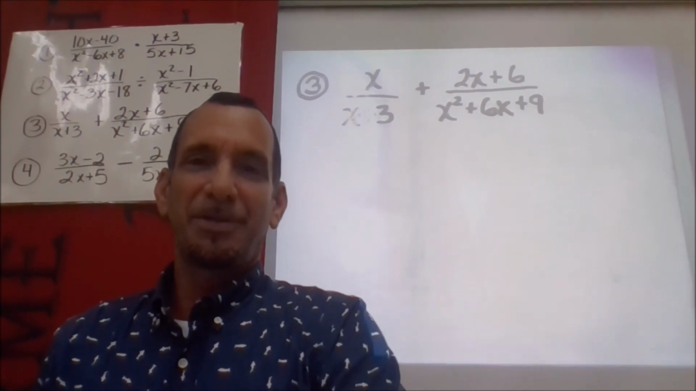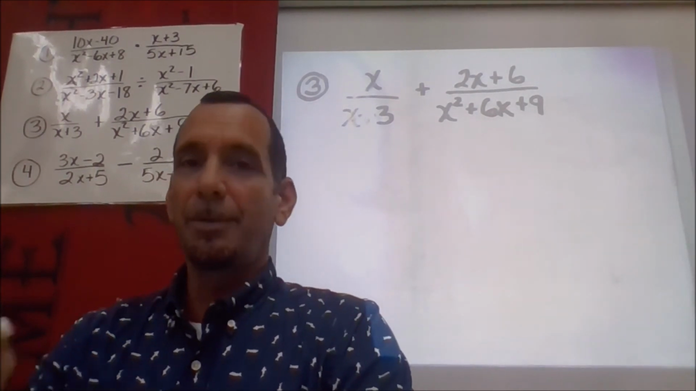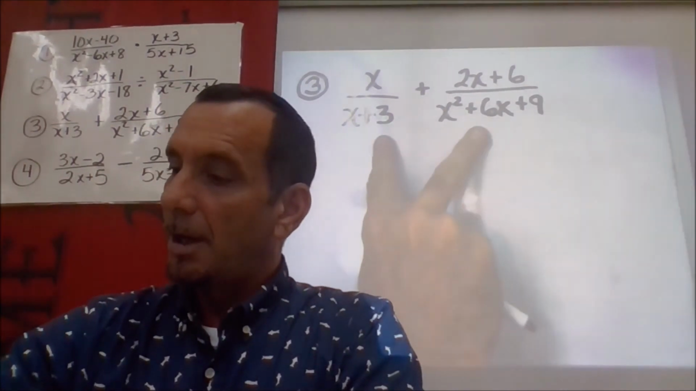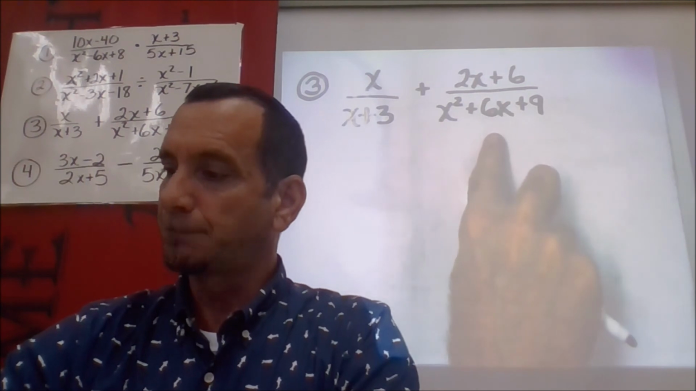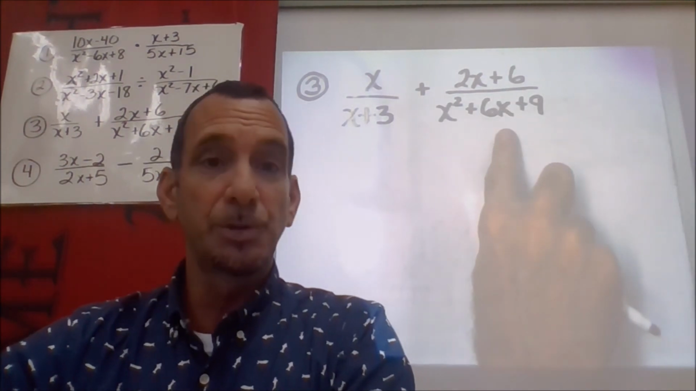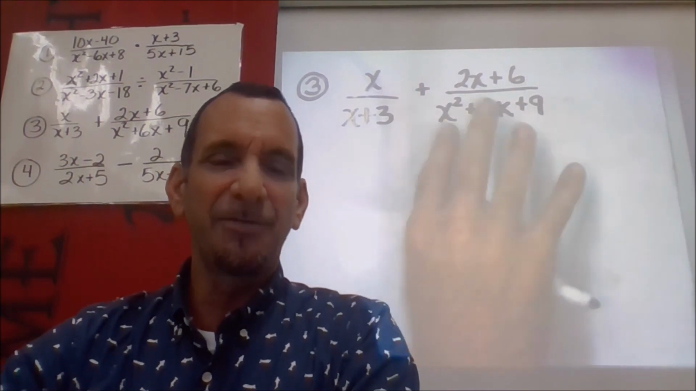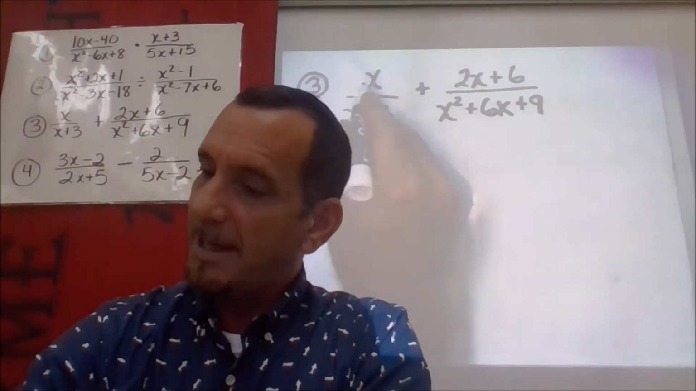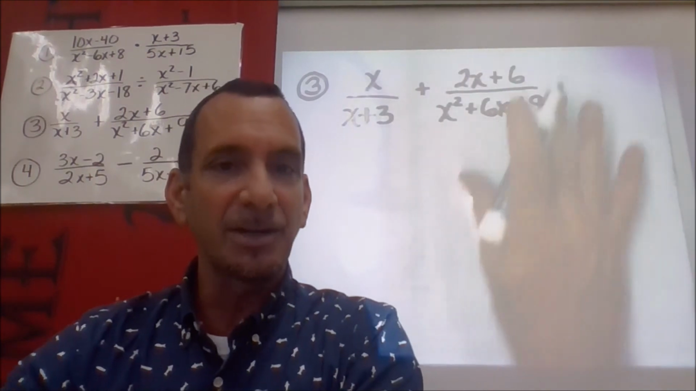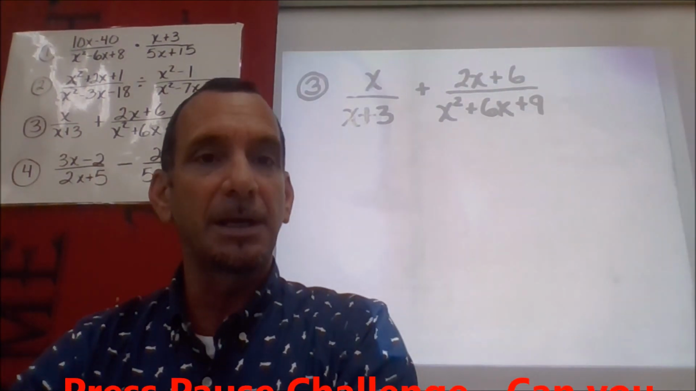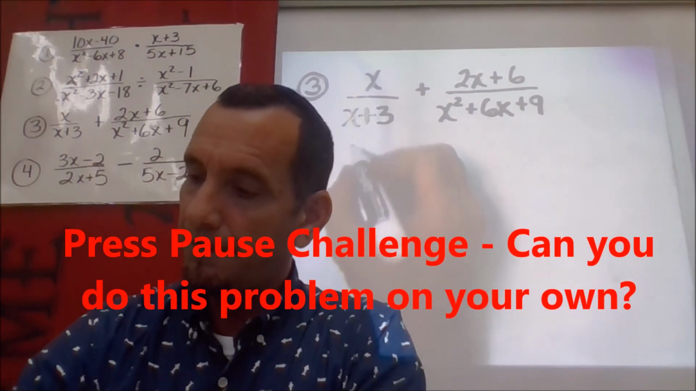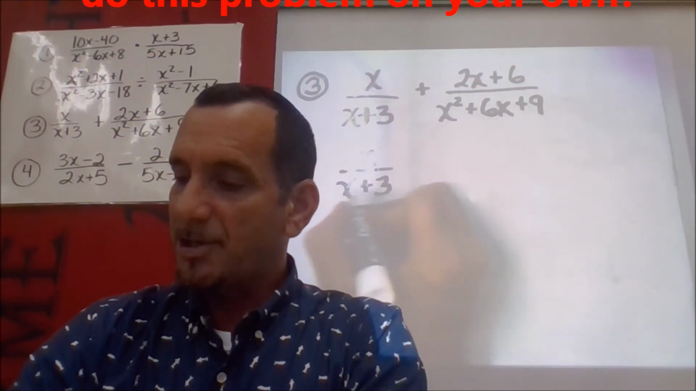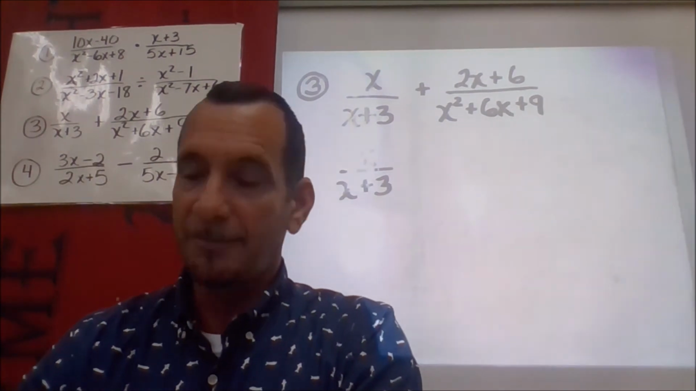Here we are with number 3, our simple addition problem, addition and subtraction, common denominator. What are we going to have to do to this expression to see if we can start getting a common denominator? Factor. So let's just come on over here. I'm going to factor everything and then see if we can get a common denominator. The first expression is already in simplified form.